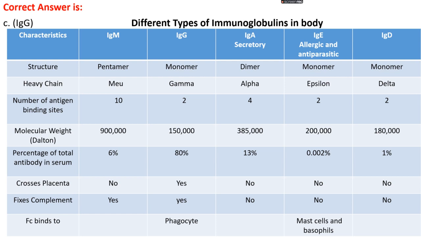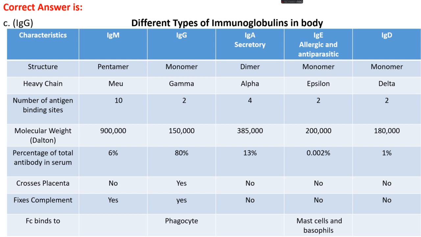If we see the molecular weight, the heaviest immunoglobulin is IgM, which is 9 lakh Dalton. IgG is 1 lakh 50,000 Dalton, and the weight of IgA is 3 lakh 85,000 Dalton, and IgE is 2 lakh Dalton, and IgD is 1 lakh 80,000 Dalton.